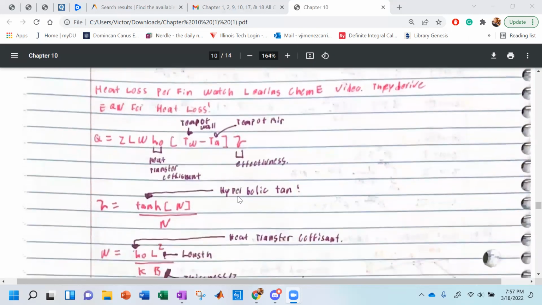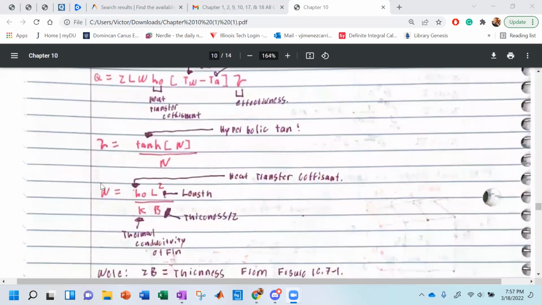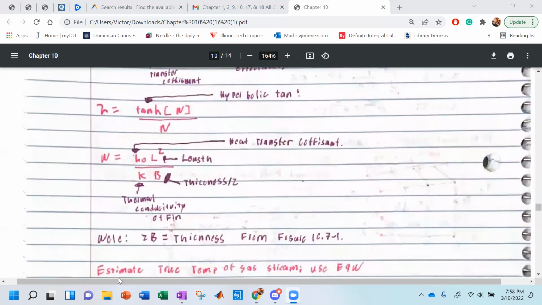That effectiveness has an equation, which sucks, because if your calculator doesn't have hyperbolics, you're out of luck. That effectiveness is equal to tanh, the hyperbolic tangent, of N divided by N. N is equal to H naught, which is heat transfer coefficient, times the length squared, divided by thermal conductivity, times B. B, in the picture that I can pull up if you want to see a reference, is the thickness divided by 2, which I note down here. 2B is the thickness from figure 10.71, and it's the straight up thickness, but B is just half that thickness.